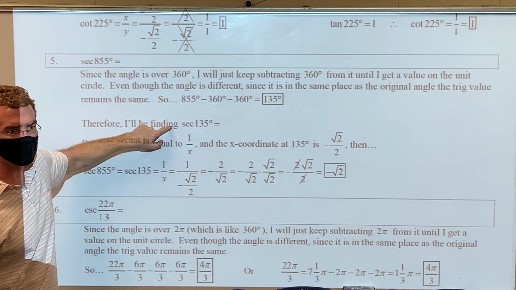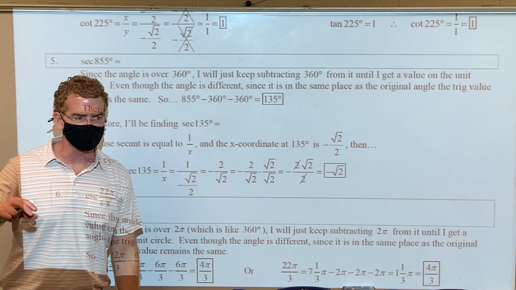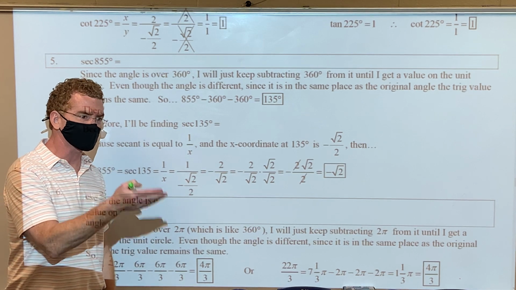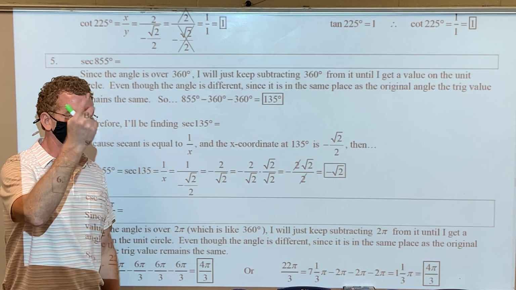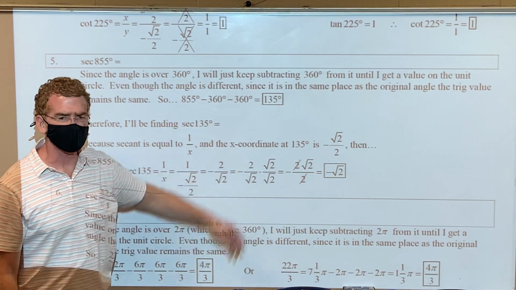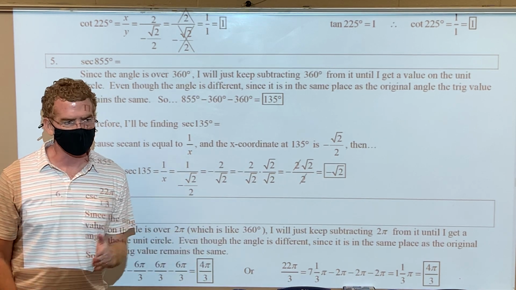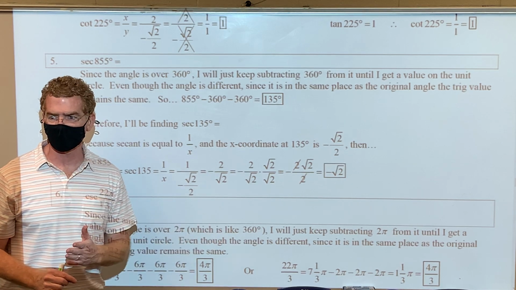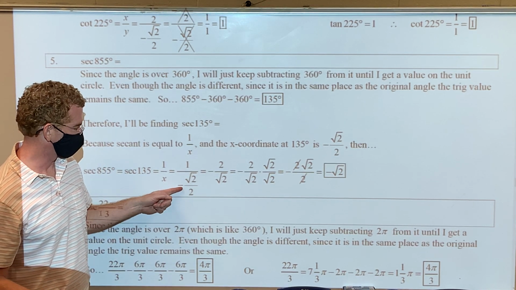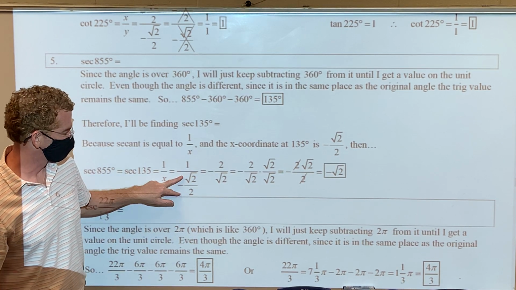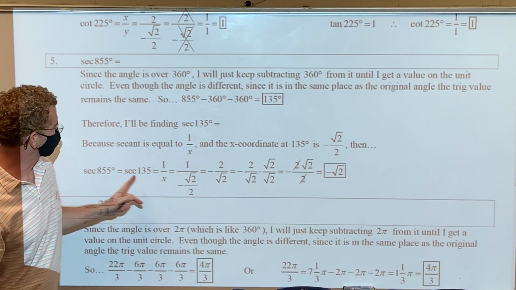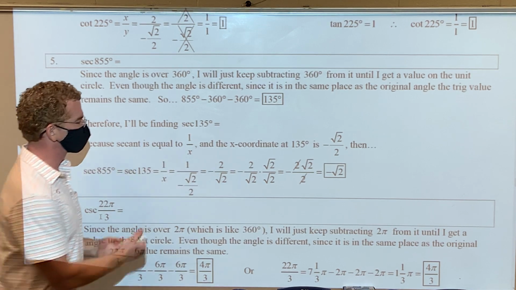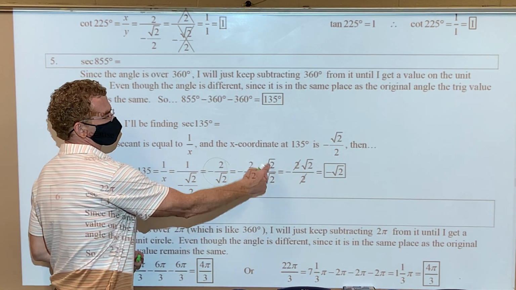And secant is what? The reciprocal of cosine. And cosine's x. So I just basically need to find the x value and flip it. So I go to 135. And 135 is left the same as I'm going up. So I'm going to take that x value, which is -√2 over 2, and flip it. And I normally don't even write it. I just flip it. Because secant is 1 over that x value. So flip that x value. So I would normally start here and then just rationalize.